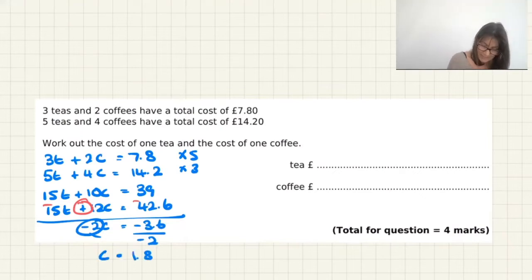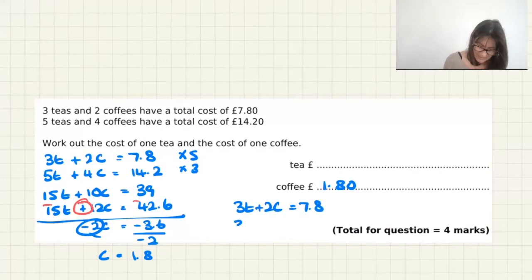So I could go straight up here and put £1.80 for my coffee. Do include the 0 at that stage because we want it to be correctly represented as money, don't we? Okay, so the last bit, I'm going to choose 3t plus 2c equaling 7.8. So that's going to give me 3t plus 2 1.8s, which is 3.6.